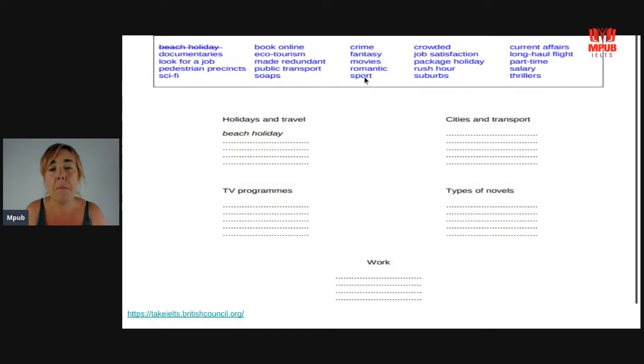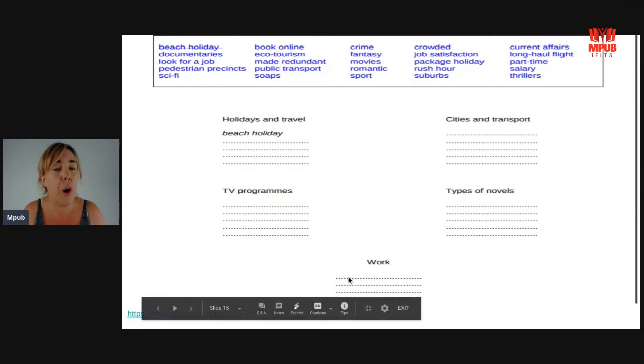Sport, what could that be connected with? Is it connected with a holiday? Cities and transport? TV programs? Types of novels? Or work and jobs?